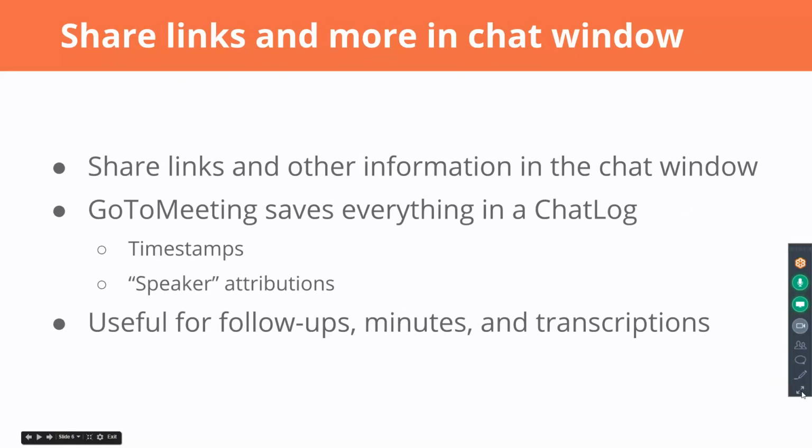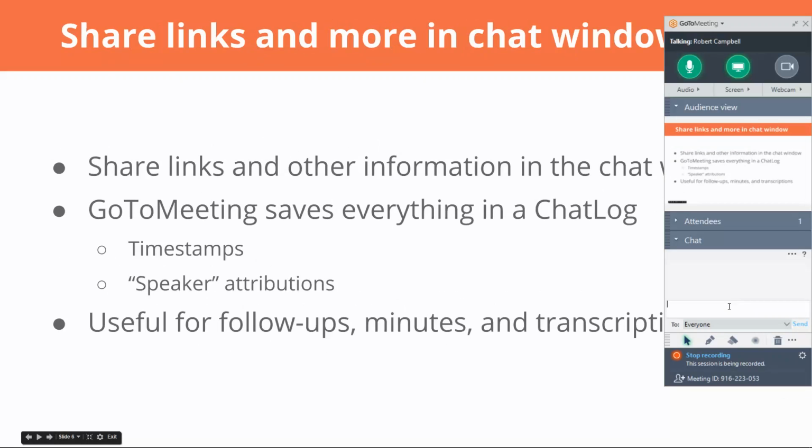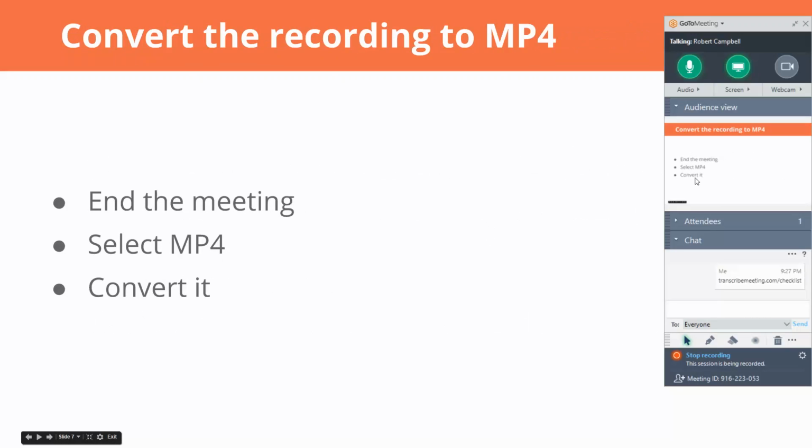Next, a very nice feature for meetings in general, and also for creating a meeting record and having it transcribed, is to use the chat window for sharing links and other information, names, books referenced, that are easy to say but hard to remember sometimes. So GoToMeeting will actually save this in a chat transcript, and it can be used to generate minutes, used in follow-ups, and it can be supplied for the transcription process to get a more complete transcript.